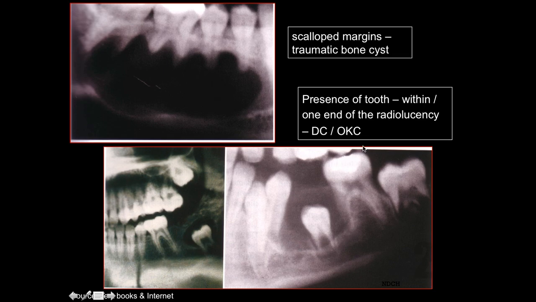But sometimes even an OKC can occur in relation to an impacted tooth and may push the tooth to one side or to the edge of the radiolucency. So in that case, you have to be careful with the diagnosis. It could be a dentigerous cyst or it could be an OKC.